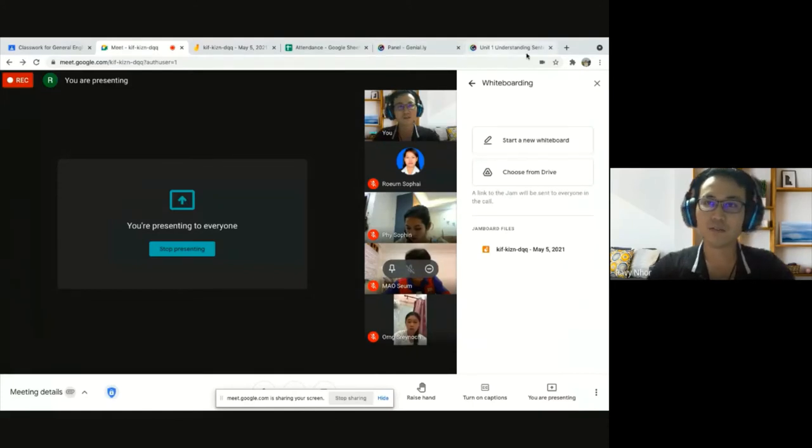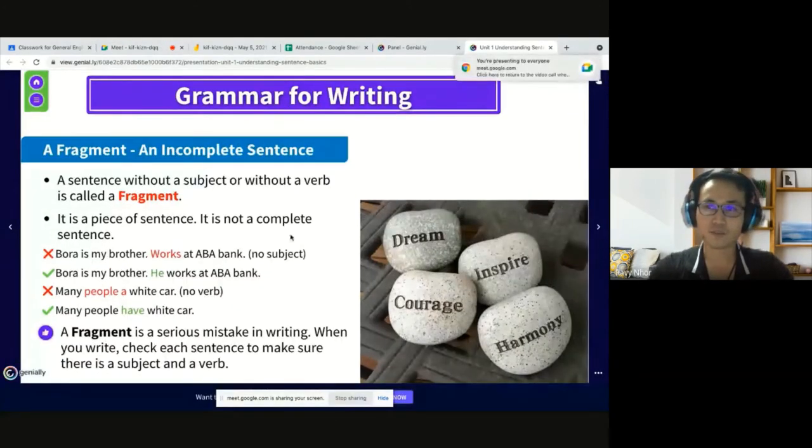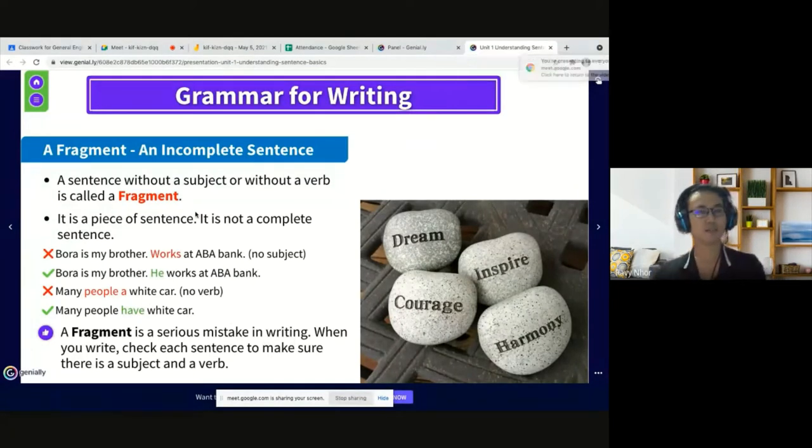To fix a fragment, if the sentence has no subject, we add a subject to the sentence. If the sentence has no verb, we add a verb to the sentence. You can check your writing this way.